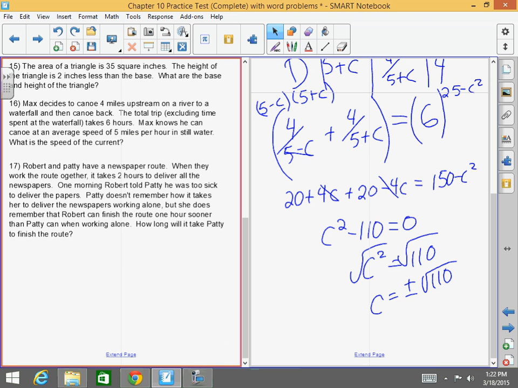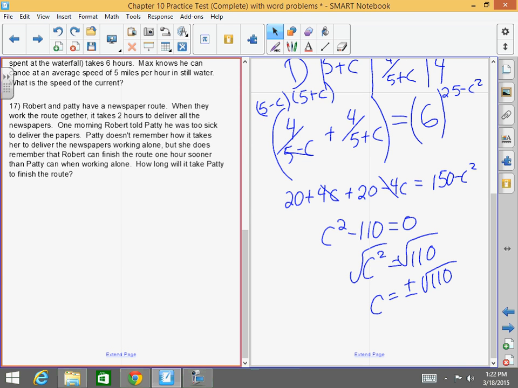Last but not least, I don't know if I have time to finish it, but at least I'll set it up. Robert and Patty have a newspaper route. When they work together, we're doing a work problem here, correct? So when we do a work problem, we have to set up our little table as well, correct? Okay. So then let's check it out.